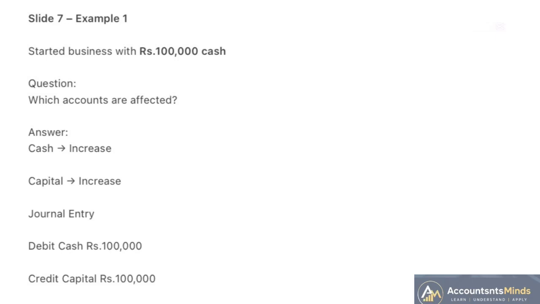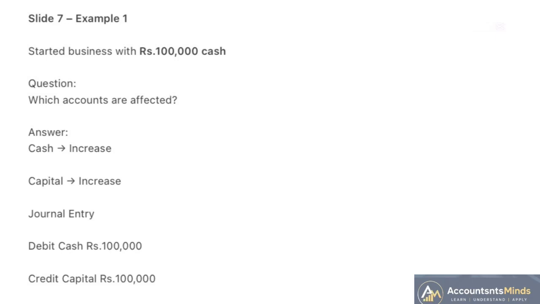Let's start with our first example. The owner starts the business with 100,000 rupees cash. Let's ask ourselves a question. Which accounts are affected? Cash increases because the business receives money. Cash is an asset. Assets increase on the debit side. So we debit cash. Next, capital increases because the owner invested the money. Capital increases on the credit side. So we credit capital. Our journal entry is debit cash 100,000 rupees, credit capital 100,000 rupees.